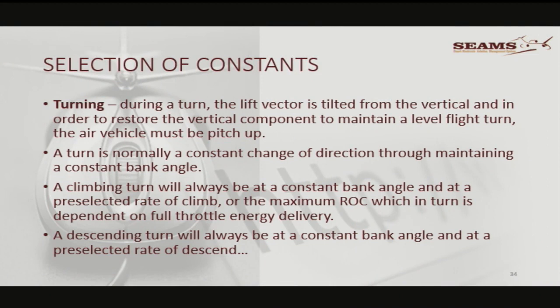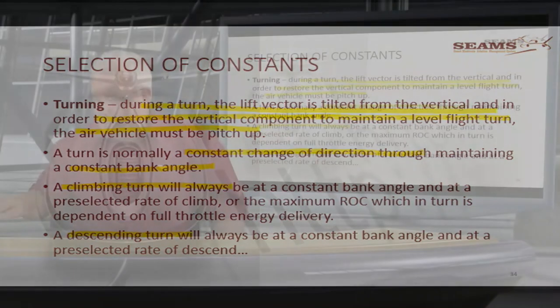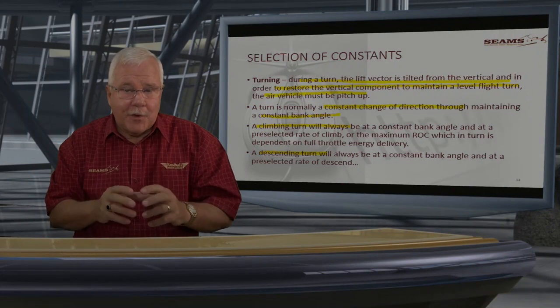Turning. During a turn, the lift vector is tilted, and to maintain the vertical component for level flight in a turn, the aircraft must be pitched up. Now here we've got the constants. It's a constant change of direction, constant bank. You can have a climbing turn or a descending turn or a level turn. All right, so now you must decide on the constants.